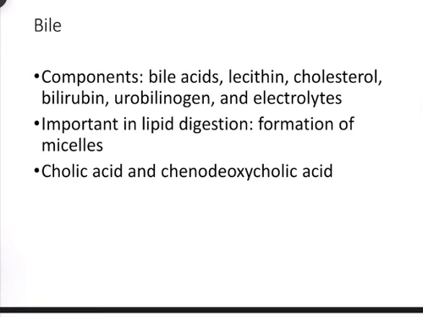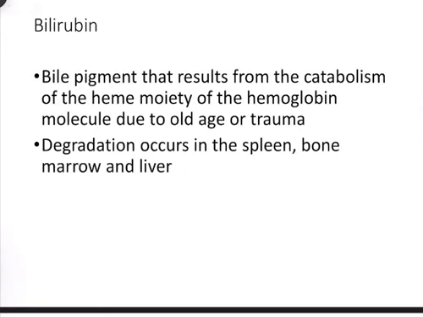Next is your bilirubin, a bile pigment that results from the catabolism of the heme moiety of the hemoglobin molecule due to age or trauma. The aggregation occurs in the spleen, bone marrow, and liver. So your bilirubin is not only found in the liver but also in some organs such as your spleen and bone marrow. So your bilirubin plays an important role in RBC production. So bilirubin is part of your RBC.